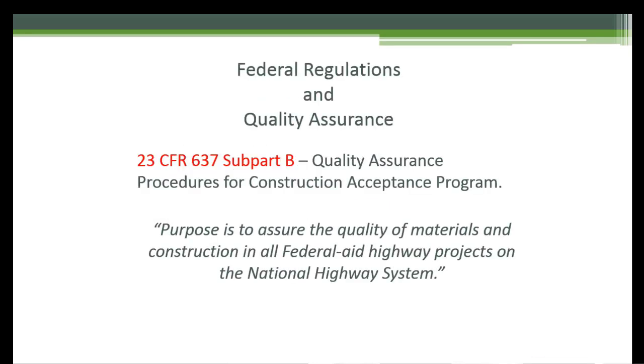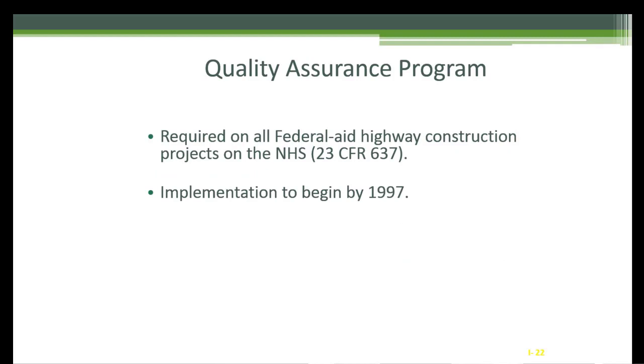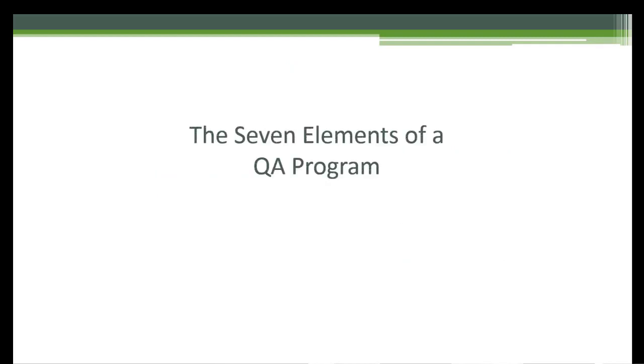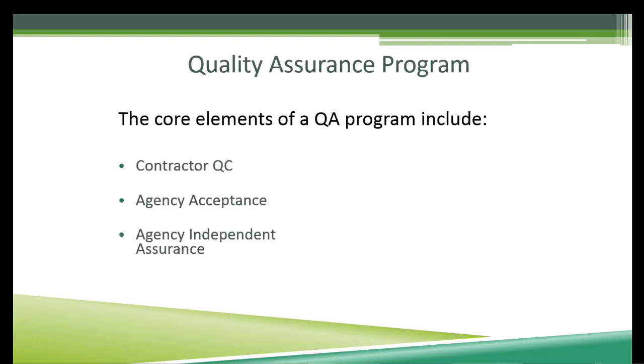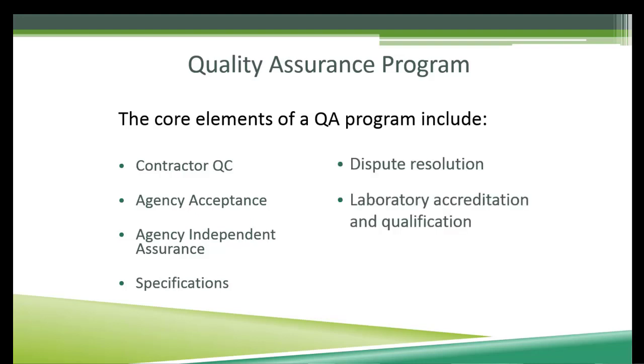And in this, if you go into CFR, under quality assurance, it states its purpose is to assure the quality of materials and construction in all federal aid highway projects on the NHS. The 7 elements, kind of basic elements of the QA program, starting with the 3 core elements, which I already kind of talked about: QC, QA, and IA, contractor quality control, agency acceptance, and agency independent assurance. And then that 4th leg of the chair is the specification and testing criteria.